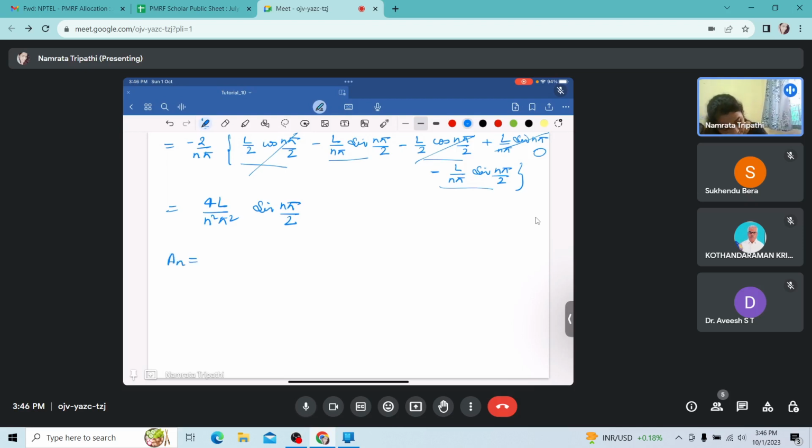So an will become 0 when n is even. Fine. Because sine n pi by 2, when n is even, like 2, 4, then it will become pi, 2 pi, 4 pi, and the value of sine n pi is 0. And 4L upon n square pi square sine n pi by 2 when n is odd. You can write the value of sine n pi by 2 also.